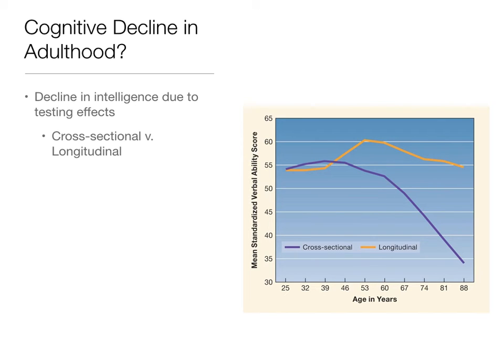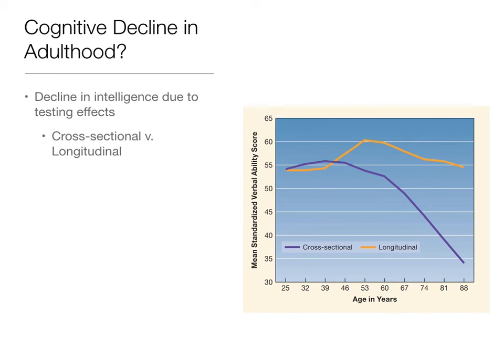there was a study, the purple line, that looked at 25-year-olds all the way up to intervals up to the 80s, 90s, and they found a big difference in verbal ability. And the conclusion was drawn that there's a cognitive decline in adulthood. The problem with that study is that it was done cross-sectionally. They took people that are 25 now, and they compared them with people that are 88 now.